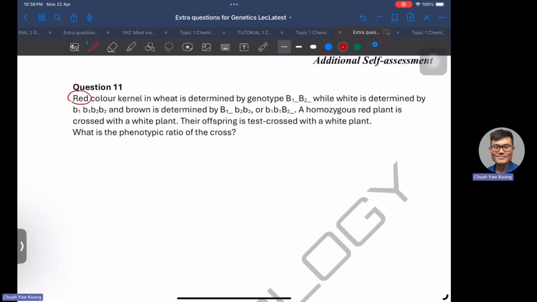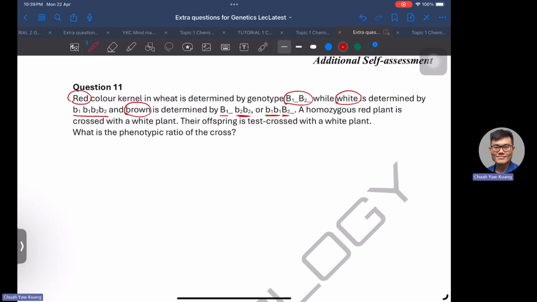If it's red color, then it will be at least one dominant B1 and one dominant B2. If it's white color, then it is basically homozygous recessive B1 and B2. While for brown color, it means it will have at least one B1 and homozygous recessive B2, or homozygous recessive B1 and at least one B2.